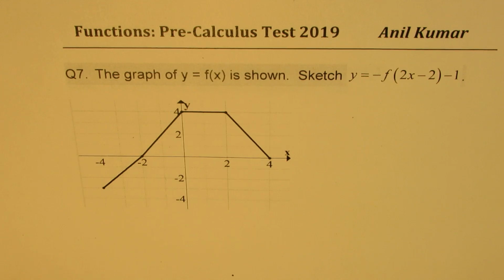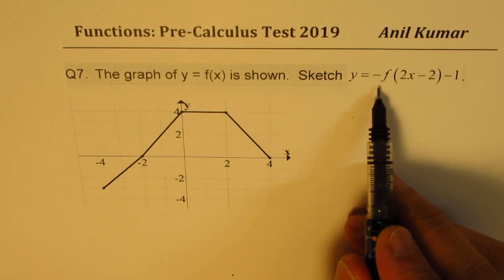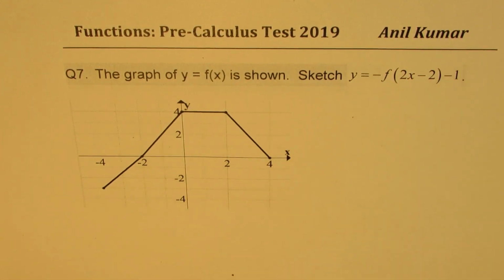Question number 7. The graph of y equals f of x is shown. Sketch y equals minus f of 2x minus 2, minus 1. Well, you can actually sketch it on graph paper. This is not very clear. So I'll again make some estimates, right?